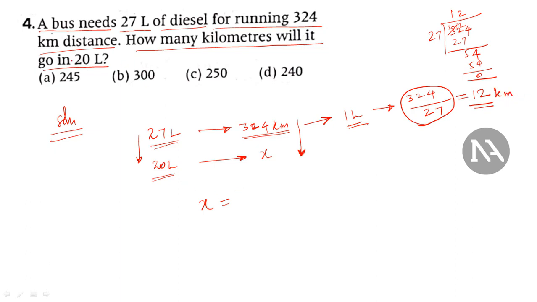Then for 20 liters, how many kilometers will it run? So the bus will run, for 20 liters, how many kilometers? So 20 into 12. 2 into 12 is 24, then 0 will be added here. So for 20 liters the bus will run 240 kilometers. Again, option D is correct.